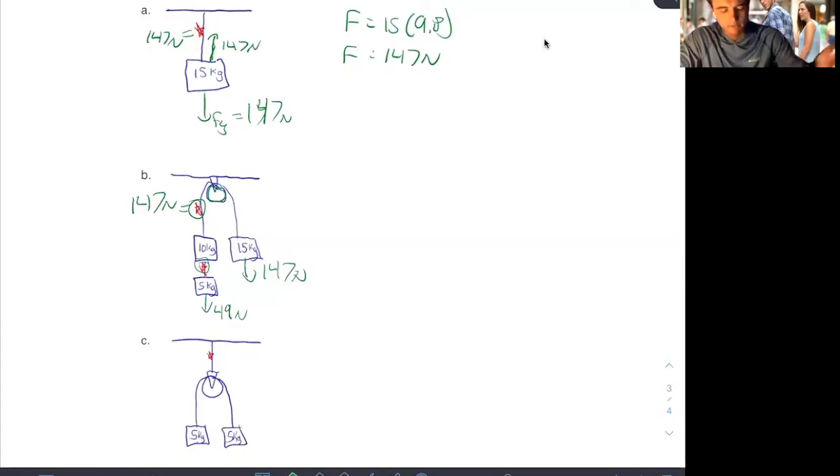And then again, the block's not moving, so the force going up is also going to be 49, right? So that tension force in this rope is 49 newtons, okay? So just don't get confused. It's not going to be 147 newtons like this one up here, because it is only bearing the weight of this one block down here. Whereas this rope is bearing the weight of both the blocks. So it's going to have a different force to it.